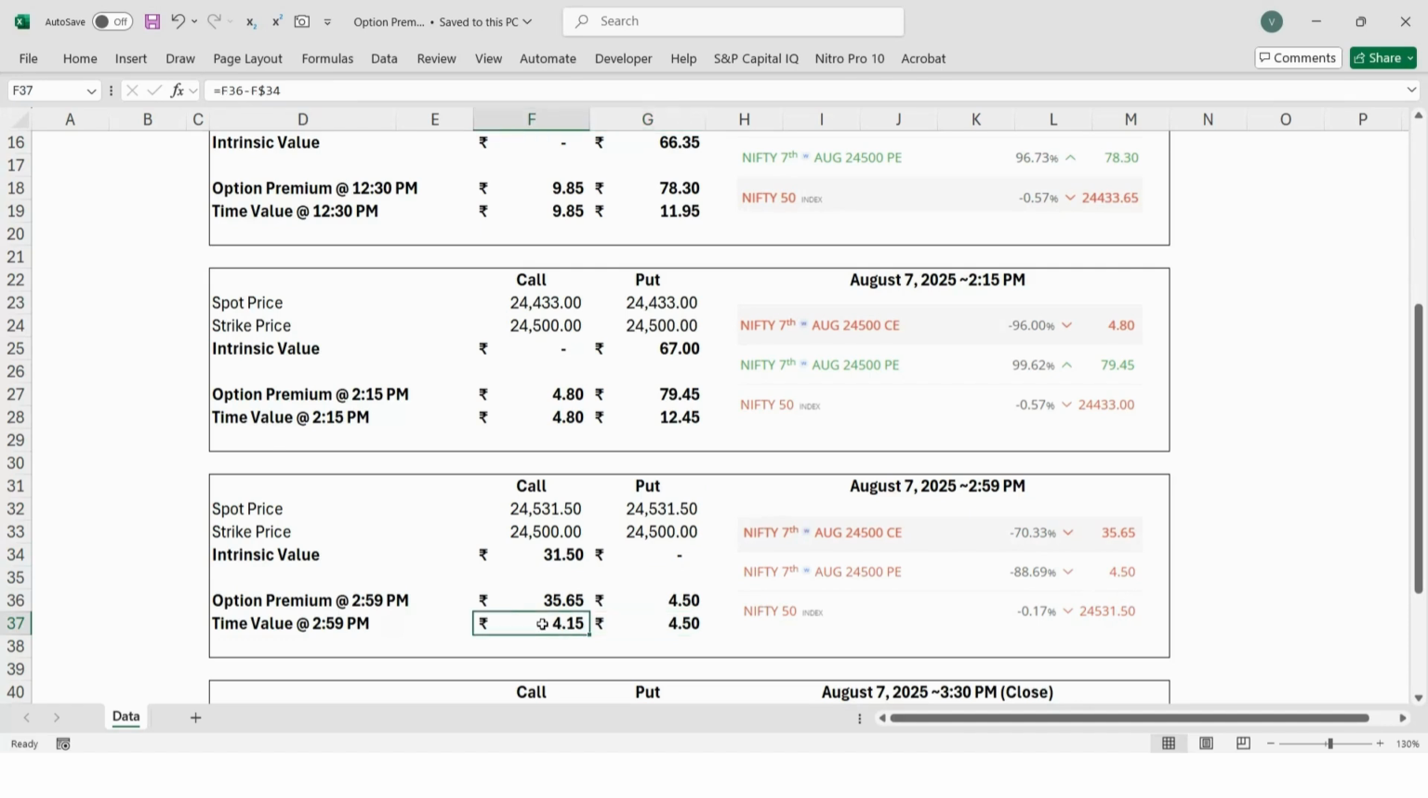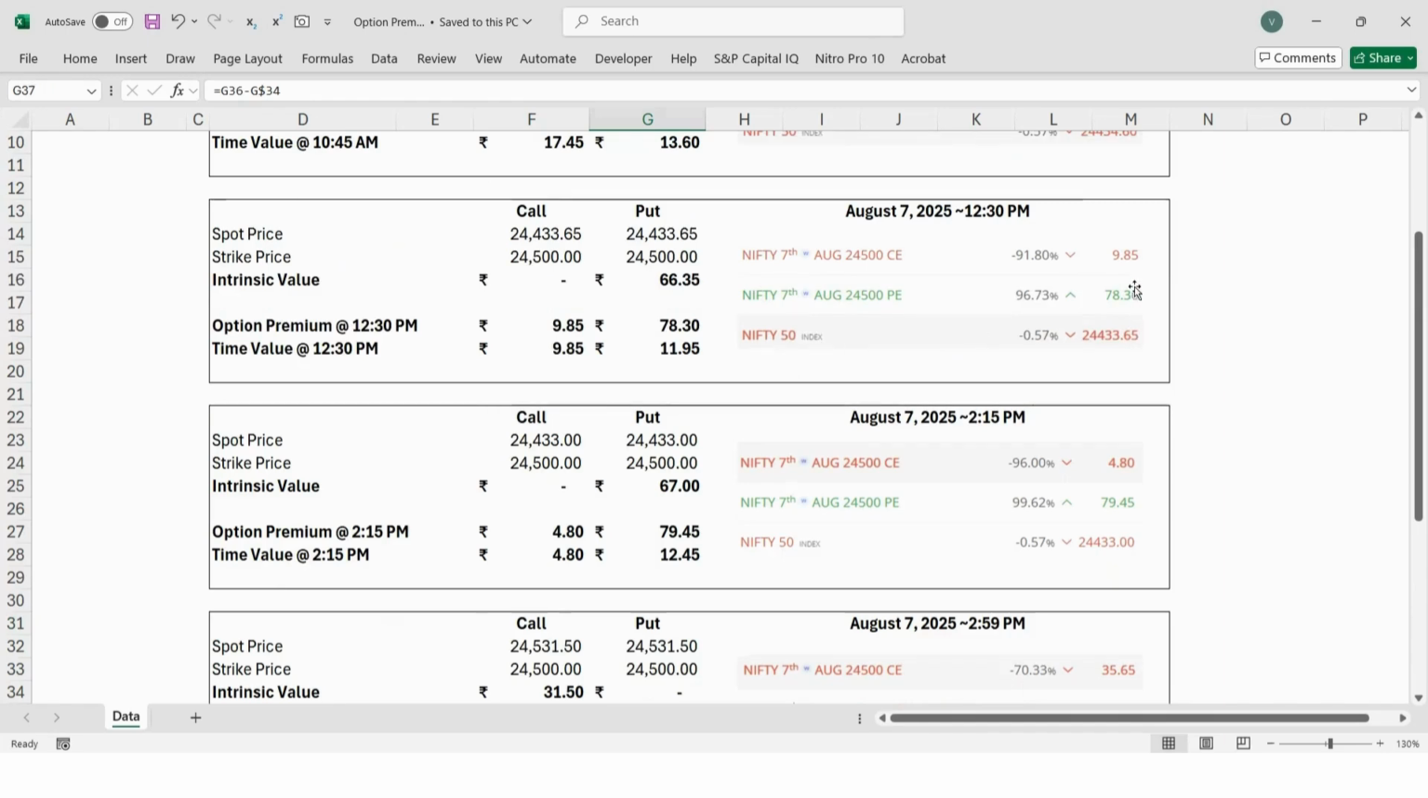While for call, the time value is again 4 rupees change. Again, the market is expected to close in the next 30 minutes, and these time value components should come close to zero. Now, this was a fabulous day to start recording this data. I never thought I'd get such good data by the time I end the recording exercise, or by the time I end the collection exercise.